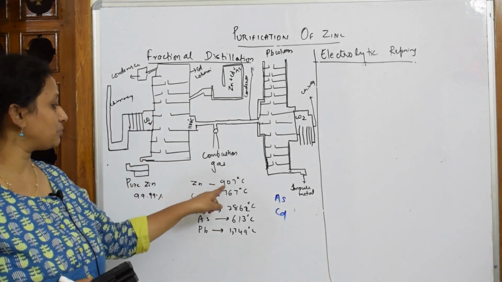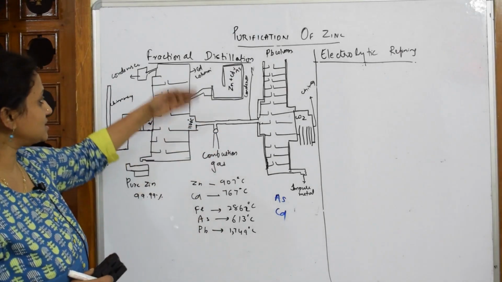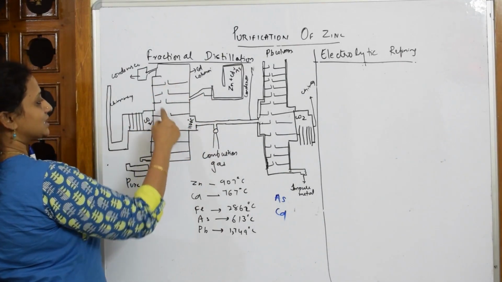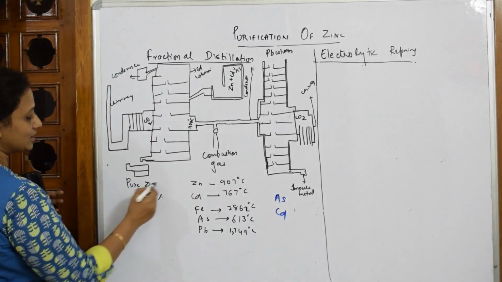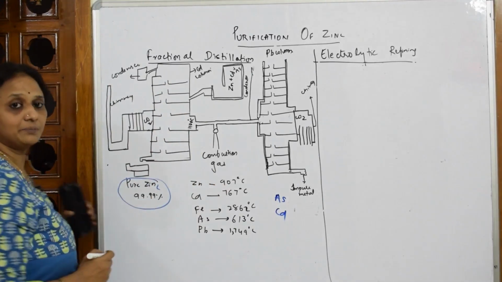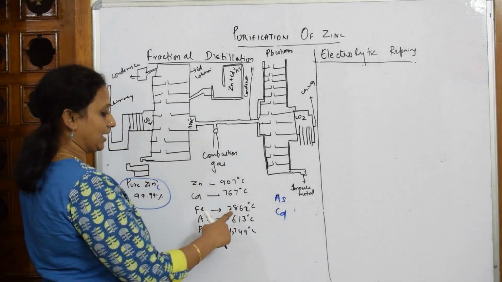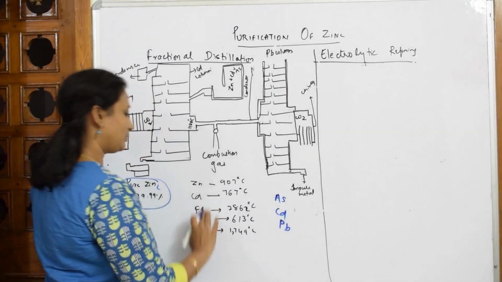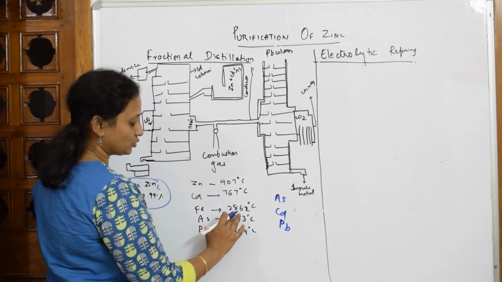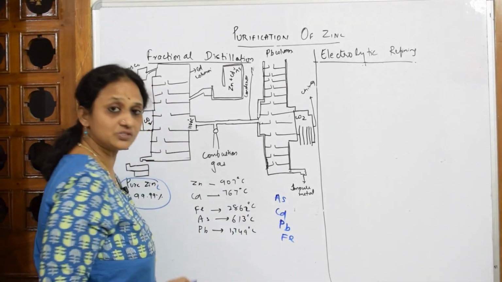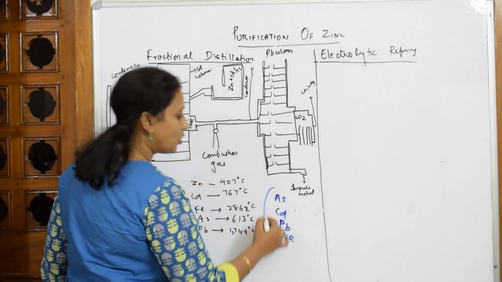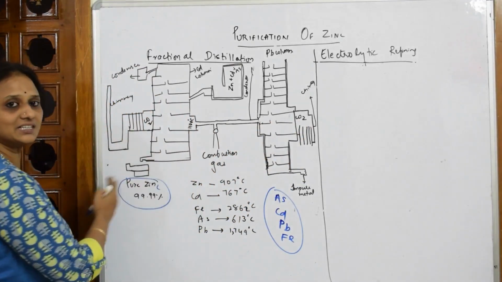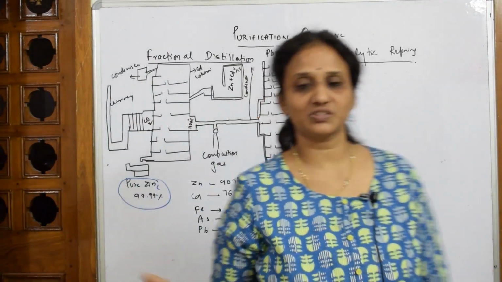We very well know the zinc boiling point is 907 degrees. Now this zinc goes through a different fractionating column where it gets condensed, and finally at 700 degrees you get zinc which is 99.9% pure. Later, when the temperature goes from 900 to 1700, your lead is out. When it reaches 2860 degrees, your iron is out. So all the impure metals are collected to one side, and your pure metal zinc is separated out, which is a purification technique.